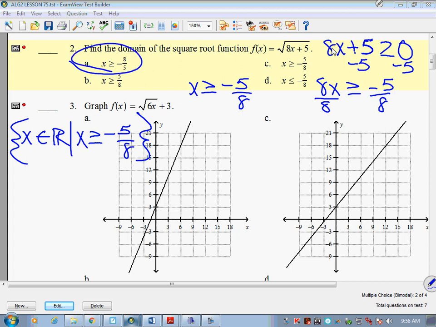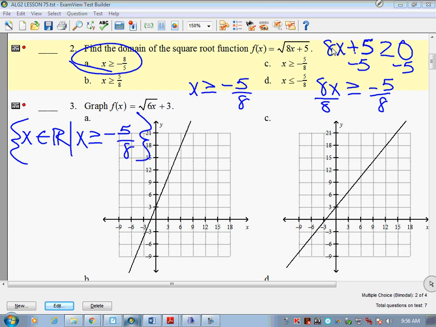Okay, so if they're asking for domain and my x is inside of a square root, we're going to take everything that's inside that square root and we want to set it greater than or equal to 0. Does that make sense? We understand that? Okay? All right.